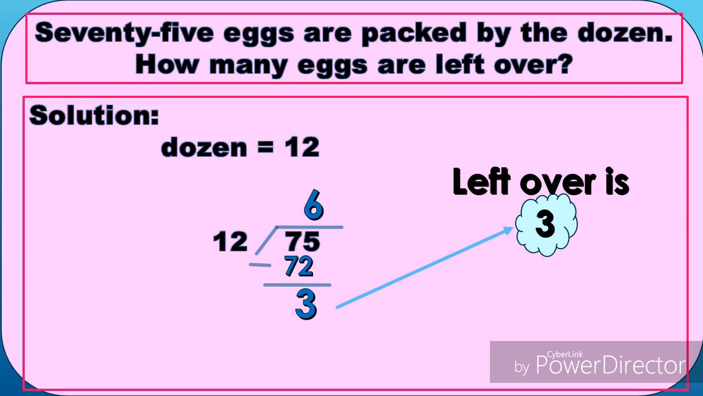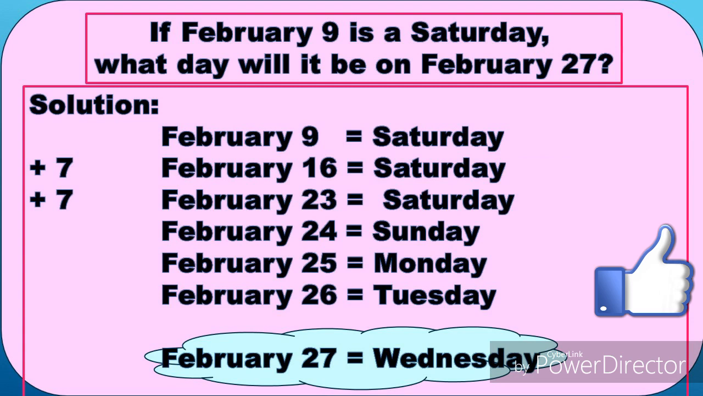Okay, next question. 75 eggs are packed by the dozen. How many eggs are left over? Pag sinabi natin dozen, it is equal to 12. So, since 75 yun, igugroup natin siya into 12. So, 75 divided by 12. Okay, the answer is 6. 6 times 12 is 72. So, 75 minus 72 equals 3. So, group natin, every pack is 6. And then, 3, yun yung leftover. So, yun yung tira.